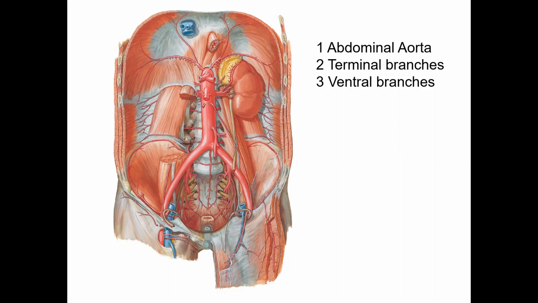So five arteries have got trunks: celiac trunk, pulmonary trunk, brachiocephalic trunk, thyrocervical trunk, and costocervical trunk.